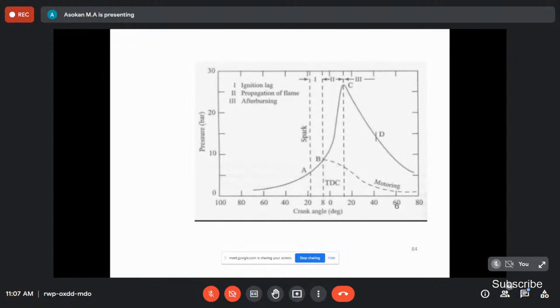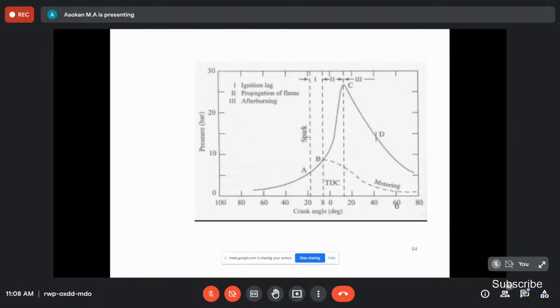A to B is the formation of the flame, the growth and development of the flame. Once the flame is developed, it travels across the cylinder and consumes the unburned charge. The flame moves to the end of the cylinder, and it will consume the amount of fuel.